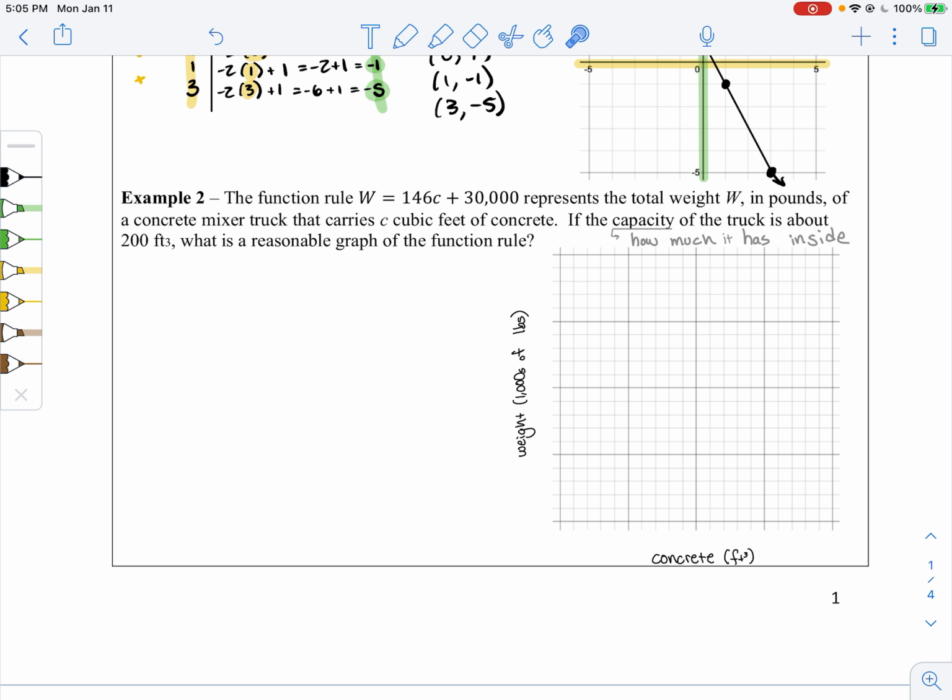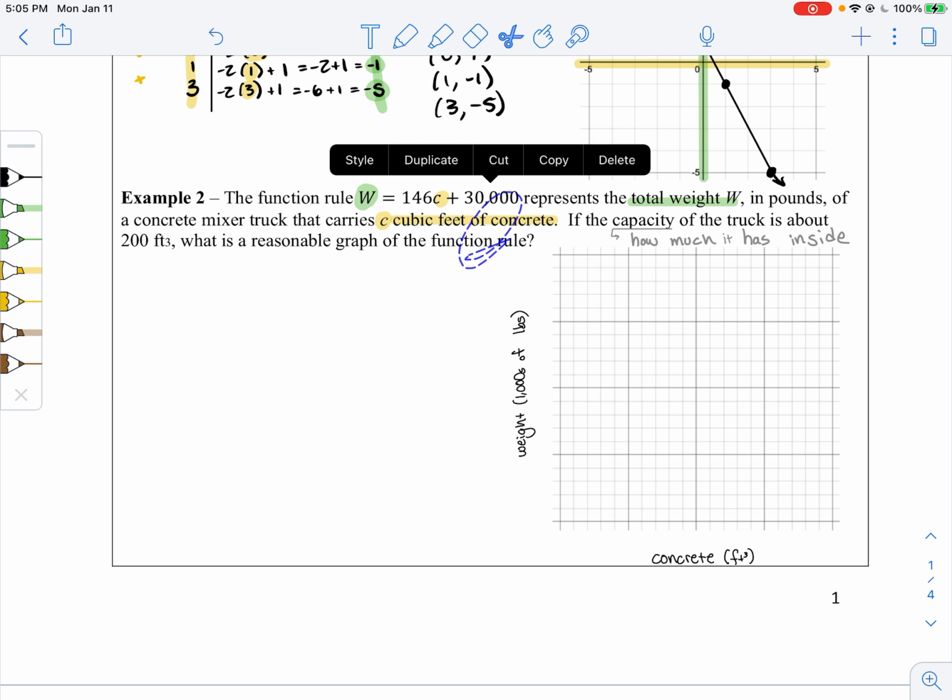But let's look at this guy. The function rule, W equals 146C plus 30,000, equals the total weight. Okay, I'm going to tell you right now, since we've got this equal to something, this is dependent. The total weight in pounds of a concrete mixer truck that carries C cubic feet of concrete. So the volume of concrete will influence how much the truck weighs.